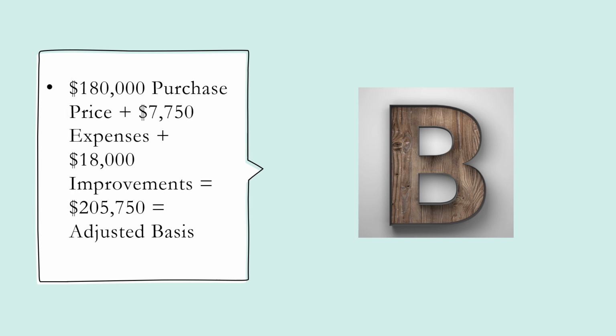In this case, we don't have to worry about any reported depreciation as that's not being included in the story problem. If it was, then we would subtract that at this point as well. So we take $180,000 purchase price plus the $7,750 in expenses and add the $18,000 in improvements to equal $205,750 as the adjusted basis.